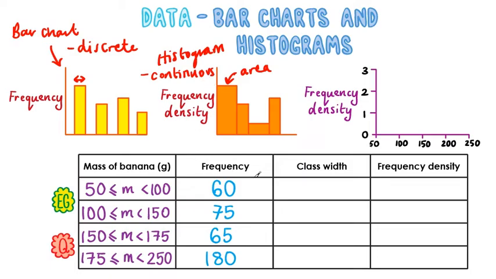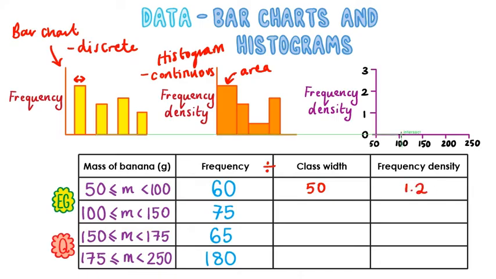So let's take a look at this example. I'll do 2, and then you're going to try these 2. So we've been given the frequency, and we know what the class is, but we don't know the width yet. So we'll work that out by doing the upper part of the class minus the lower part of the class. So 100 take away 50 gives us 50. Now to work out the frequency density, we're just going to take the frequency and divide it by the class width. So we're going to do 60 divided by 50, and that will give us 1.2.